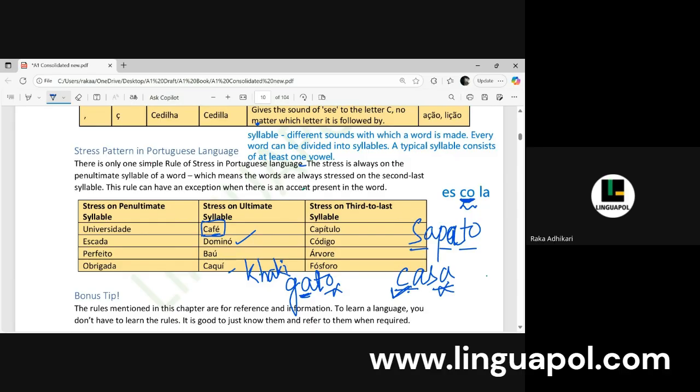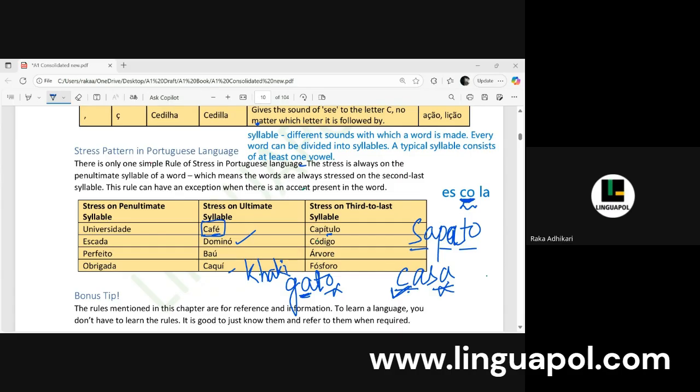Capítulo. Now look at this word carefully. If we did not have the accent here, then the stretch will be on this one. अगर accent नहीं होता इसमें, then we would stretch the second last, that is tu. So it would become capitulo. But since we have the accent, it becomes capítulo. So you can see that the sound is changing completely.